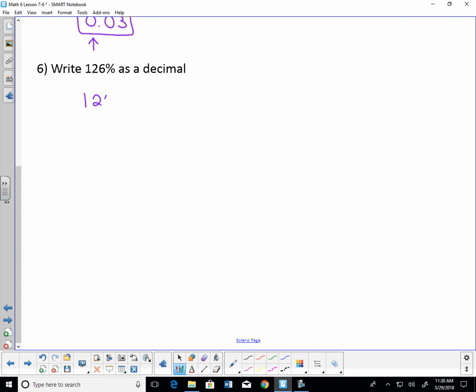126%. The decimal would normally be at the end of the number. Move the decimal point 2 places to the left, we get 1.26. So 126% as a decimal is 1.26.